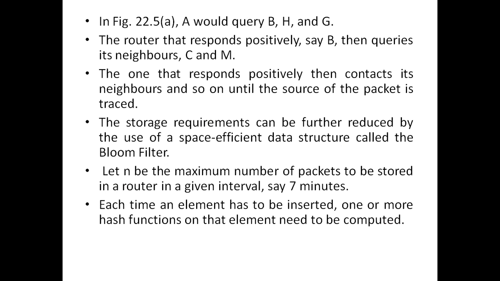A would query B, H and G. The router that responds positively, say B, then queries its neighbor C and M. So it is the upstream communication path. The one that responds positively then contacts its neighbor and so on until the source of the packet is traced.